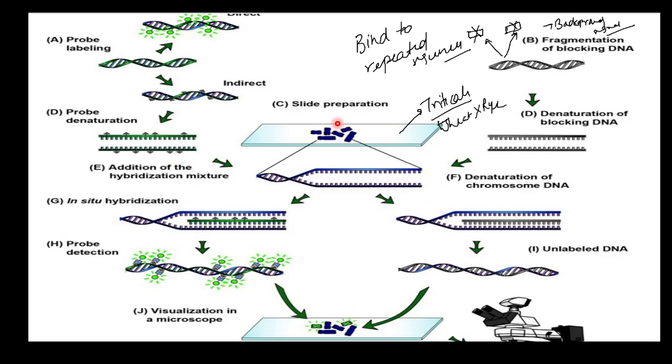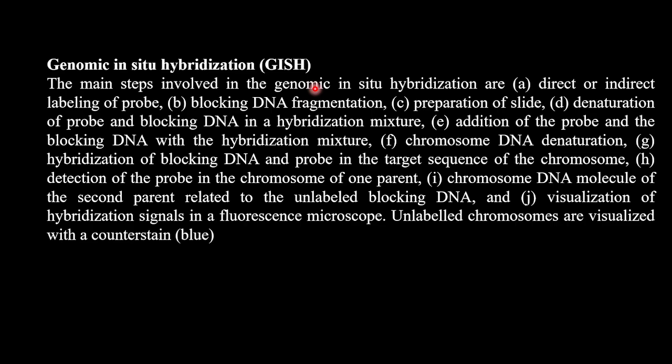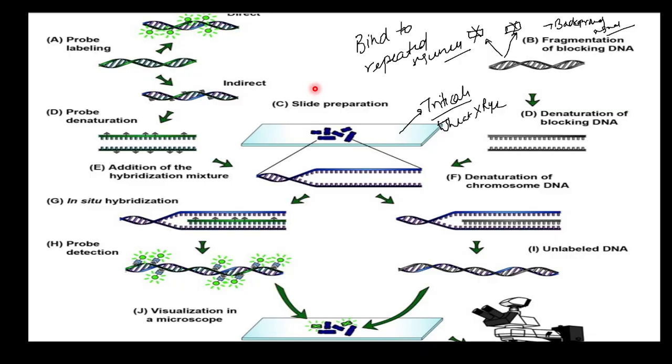So again, I am repeating it. This is the target plant. You label the rye chromosomes with a direct probe. Then you denature these chromosomes, and you are adding the blocking DNA also. You denature the blocking DNA. Both the blocking DNA and your probe will bind to this target chromosome.